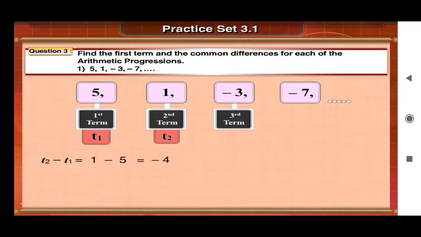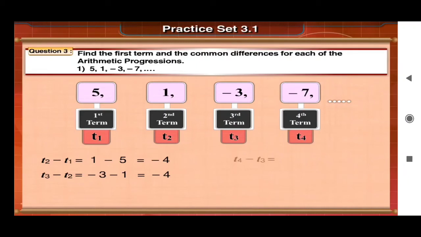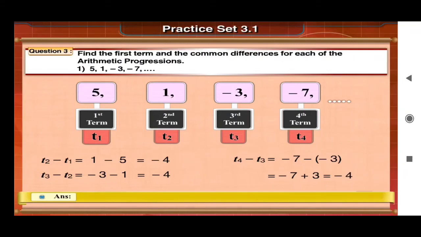Minus 3 is the third term. T3 minus T2 is equal to minus 3 minus 1, that is equal to minus 4. The fourth term is minus 7. T4 minus T3 is equal to minus 7 minus minus 3, that is equal to minus 4. Therefore, the sequence 5, 1, minus 3, minus 7, and so on is an arithmetic progression, having common difference minus 4 and the first term as 5.